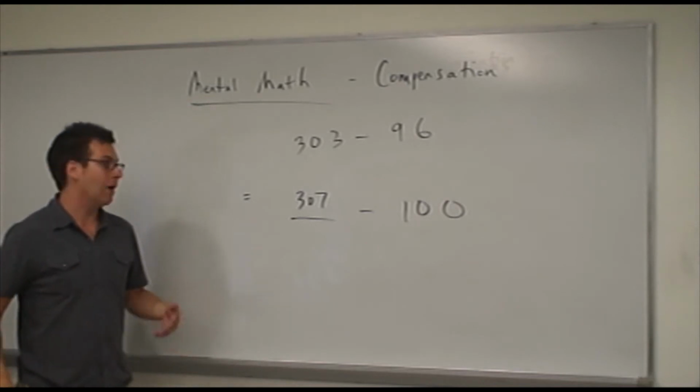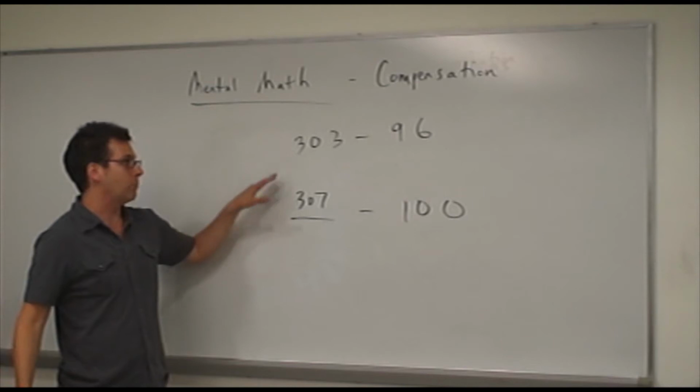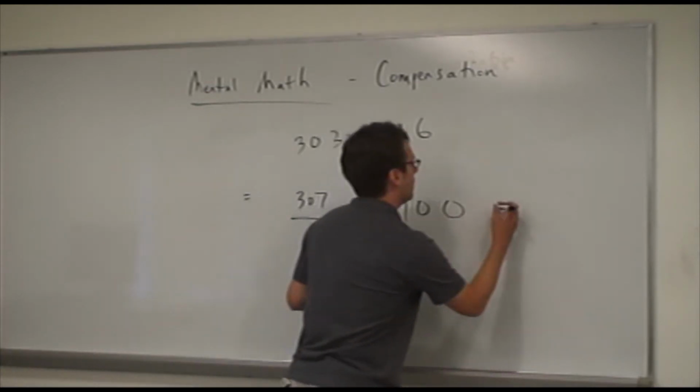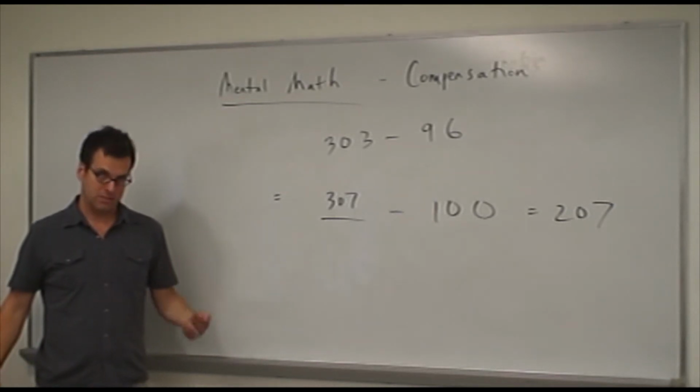So once we've got this sorted out, we see that, again, 307 minus 100 is a much easier mental problem than 303 minus 96. We get our 207. And that is the general process for compensation with subtraction.